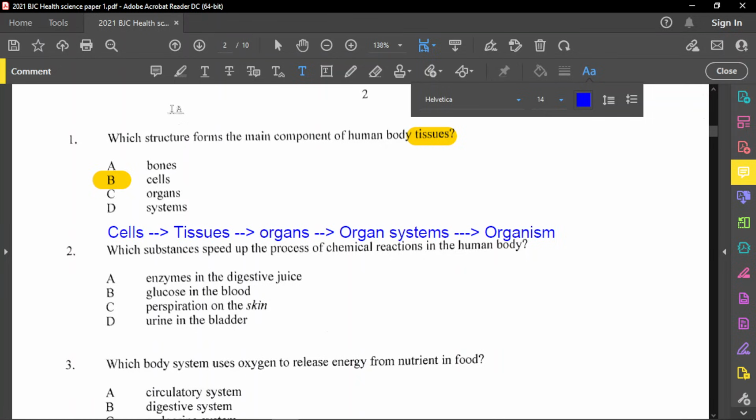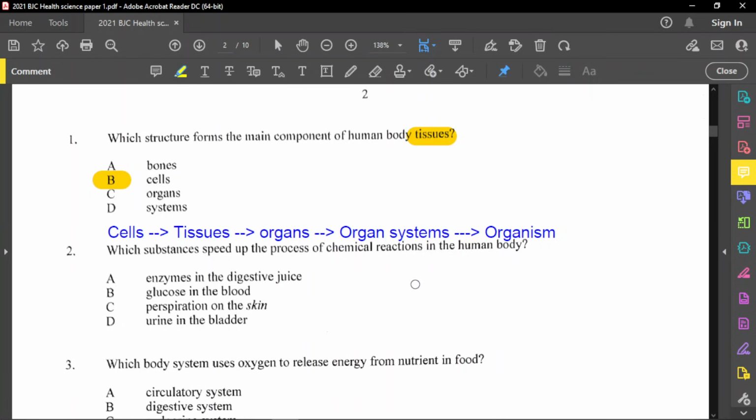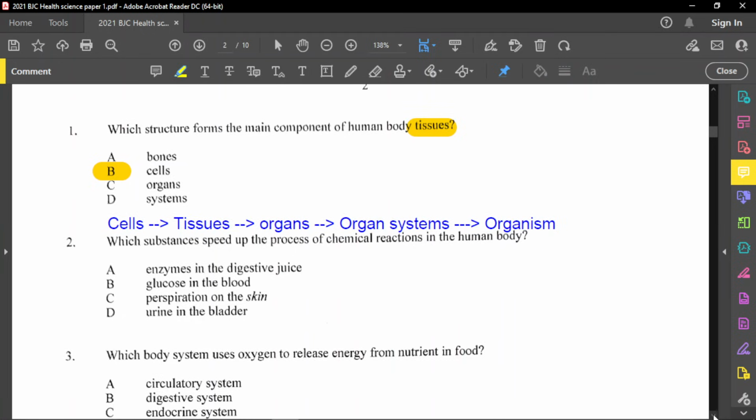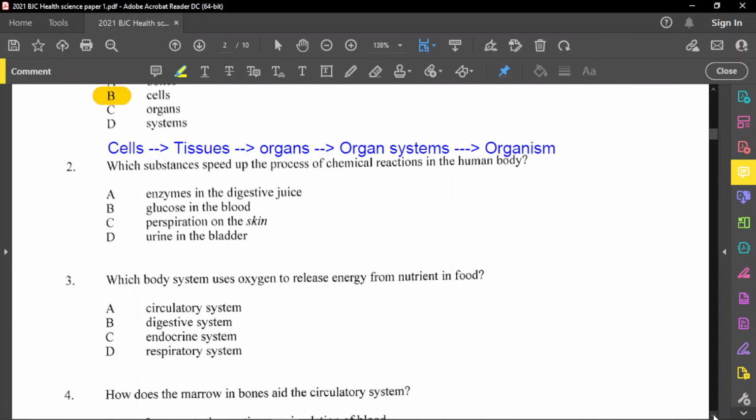All right, let's go to the next question. Question number 2. It said, which substance speeds up the process of chemical reactions in the human body? And this here is enzymes. Enzymes speed up chemical reactions in the body. And what you need to know about enzymes, enzymes are reusable. Okay. They're also proteins. All right. Just to mention that.